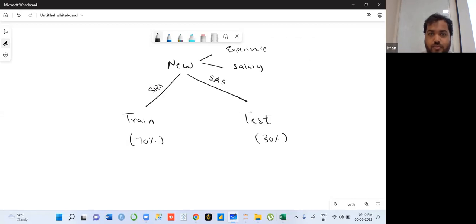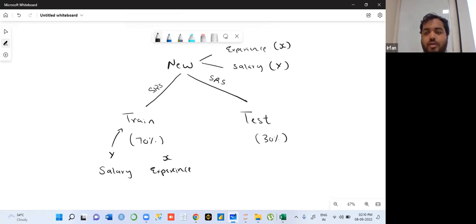So here, what is salary, guys? Salary is Y, and this is X. What is coming from train? Y. So we call it Y train. And experience we call X train. Now clear, Anisha? Or Kiran, or should I repeat?